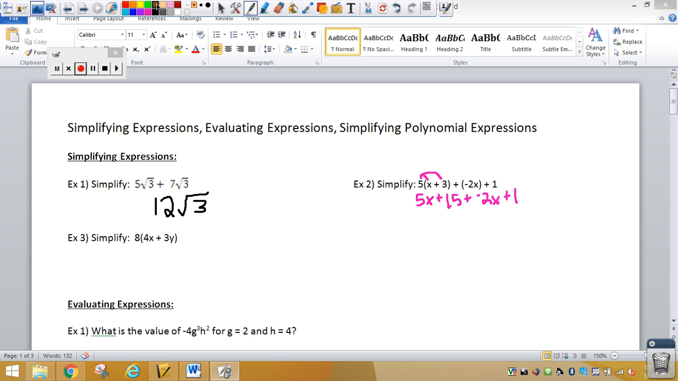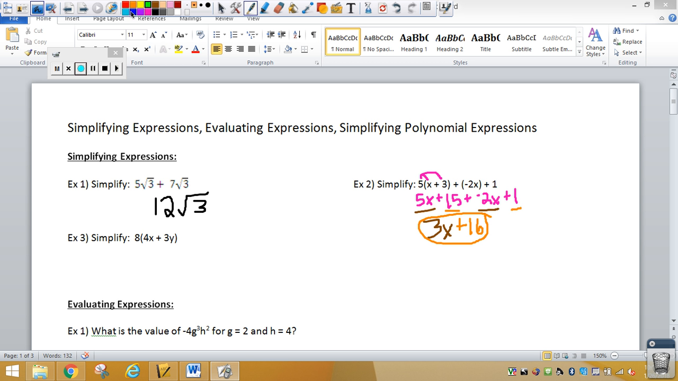Now it's pretty easy. We just combine our like terms. So I can combine my 5x and my negative 2x. And if you're not good with negatives, grab a calculator. 5 plus negative 2 is 3, and leave the x. And I can also combine my whole numbers. 15 plus 1 is 16, and it's positive, so I'm going to put plus 16. So this is your answer for example 2.